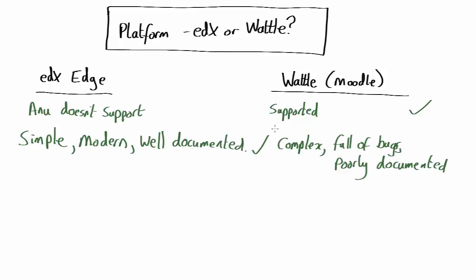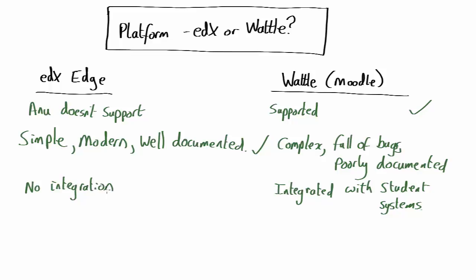An advantage for Wattle is it's integrated with the ANU student systems. That means the students will automatically have an account. Anyone who's de-enrolled will lose their account. Their grades will all appear in one place, and it makes it much easier to combine grades from various sources. For edX, there's no integration. The students will have to sign themselves up. It'll be another password and account to remember, and you'll need to download the grades at the end in an Excel spreadsheet and merge them with the grades from other parts of the course. So that's definitely a plus for Wattle.